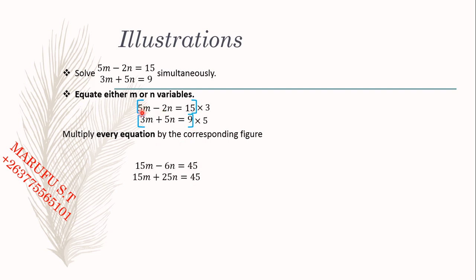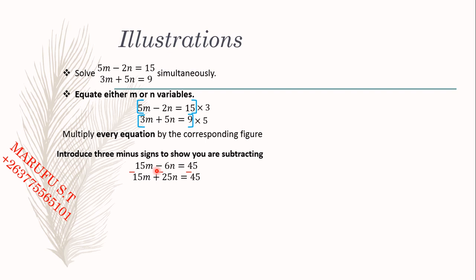Now you multiply every equation by the corresponding figure. This is what you get. 5m times 3, you get 15m, minus 2n multiplied by 3, you get minus 6n, then 15 multiplied by 3, you get 45. You do the same on the second equation. Now we introduce 3 minus signs. Why? Because we want to eliminate, to remove. If you can see, here it's 15m, here it's 15m. These two variables have been equated. They are now equal, so if you subtract them, you should get a 0.